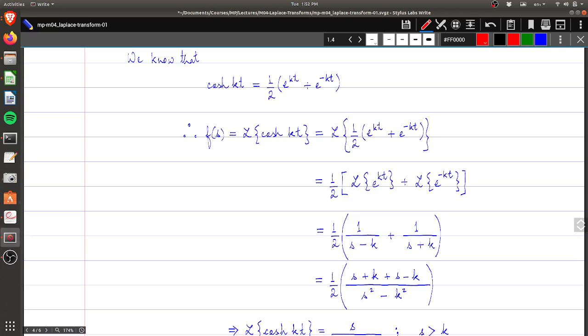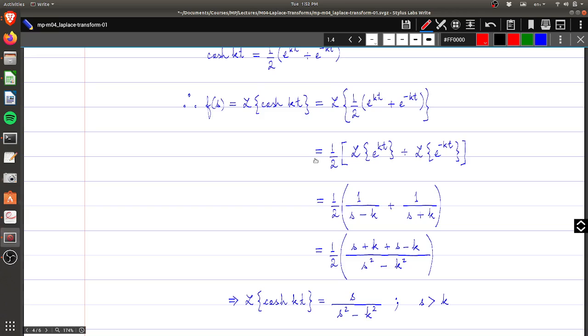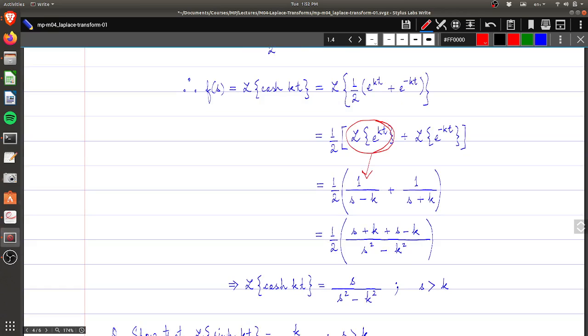This is already done. The Laplace transform of e to the power kt we have already obtained: it is 1 by s minus k. The Laplace transform of the other one we can also obtain from here itself. The only difference is k here and minus k there. So just replace k with minus k. Earlier it was s minus k, so we get s plus k.